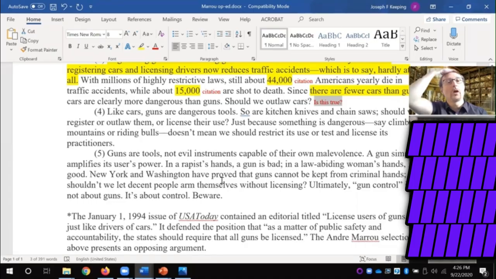Next paragraph. Like cars, guns are dangerous tools. So are kitchen knives and chainsaws. Should we register or outlaw them or license their use? Just because something is dangerous, say climbing mountains or riding bulls, doesn't mean we should restrict its use or test and license its practitioners.